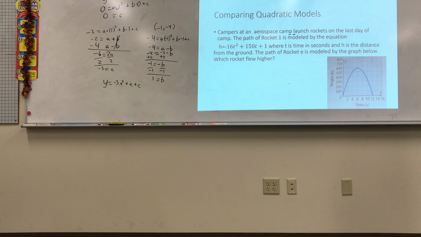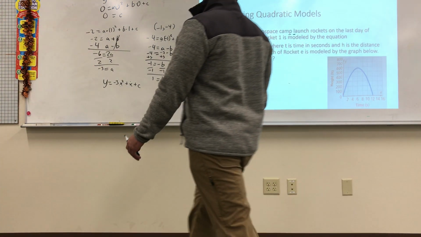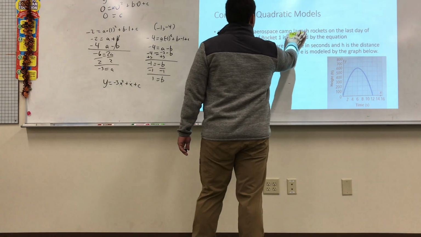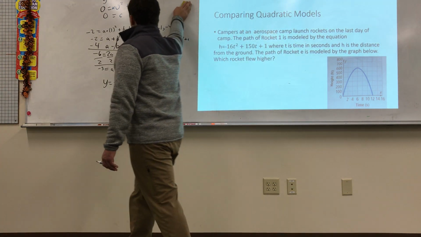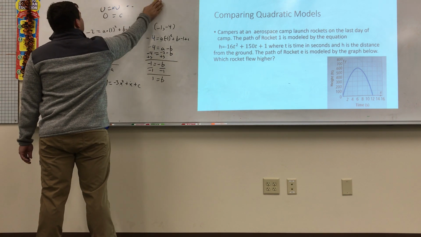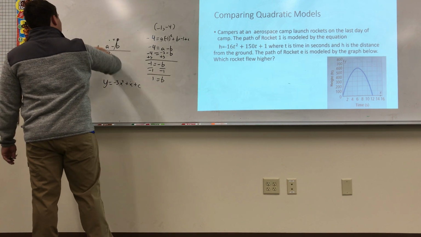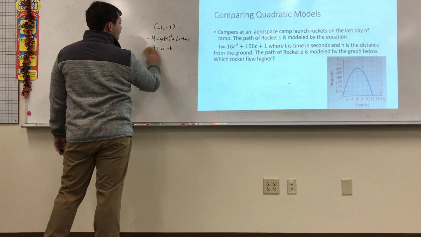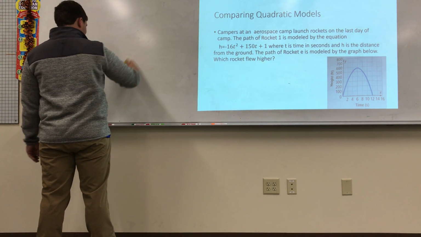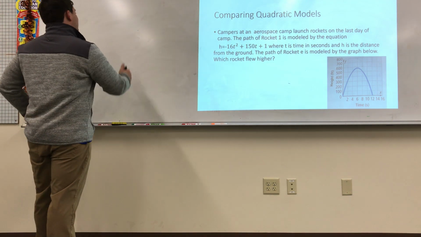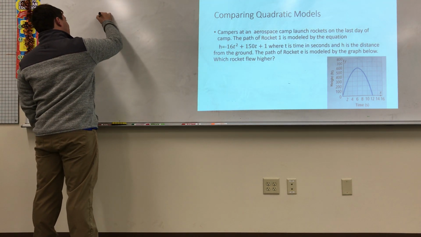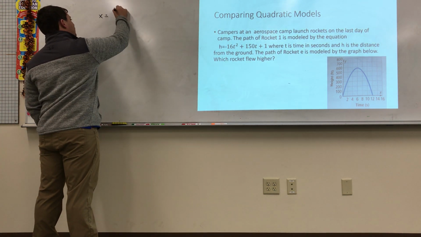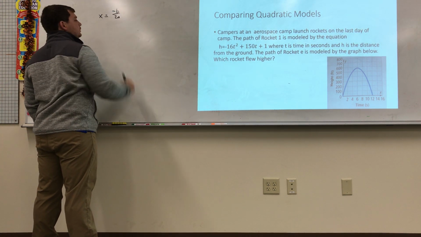Which one flew higher? Well, how do we find the maximum or minimum? In this case we're going to have a maximum, because we're shooting up in the air and we want to find the highest point. We figured out from other sections that we probably need to go back a lesson or two to this equation, x = -b over 2a.